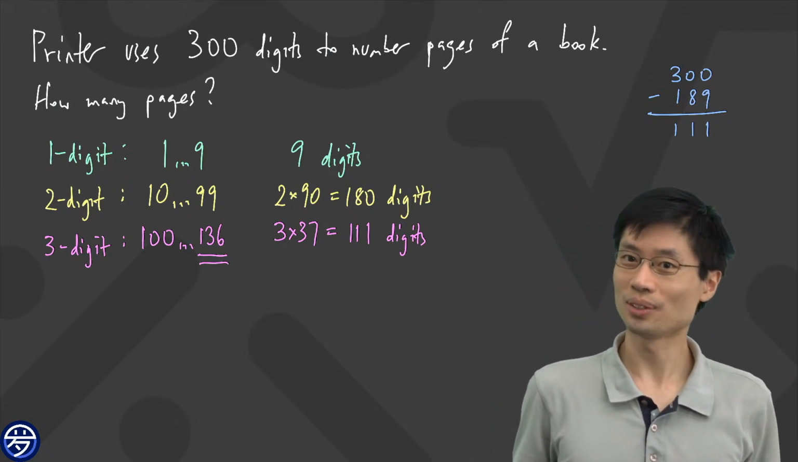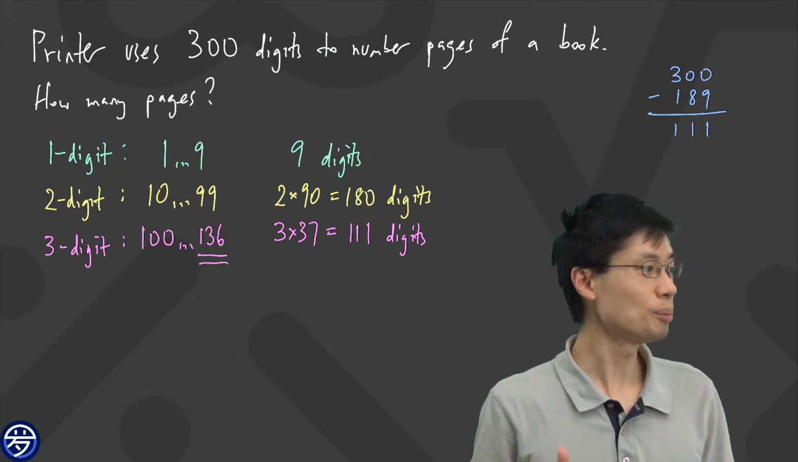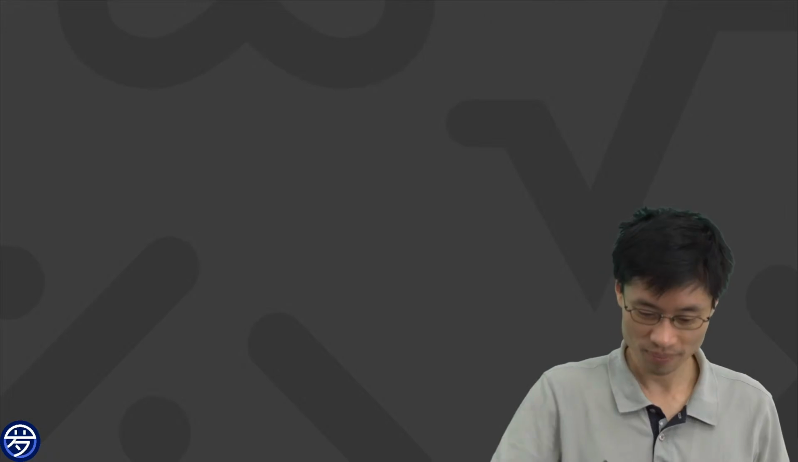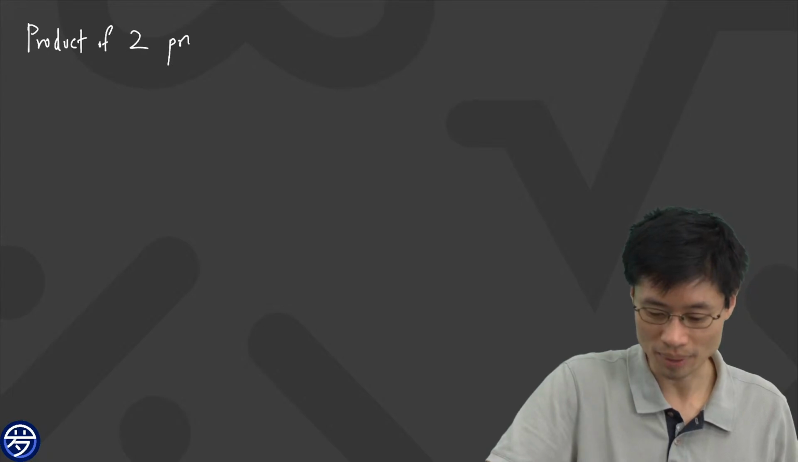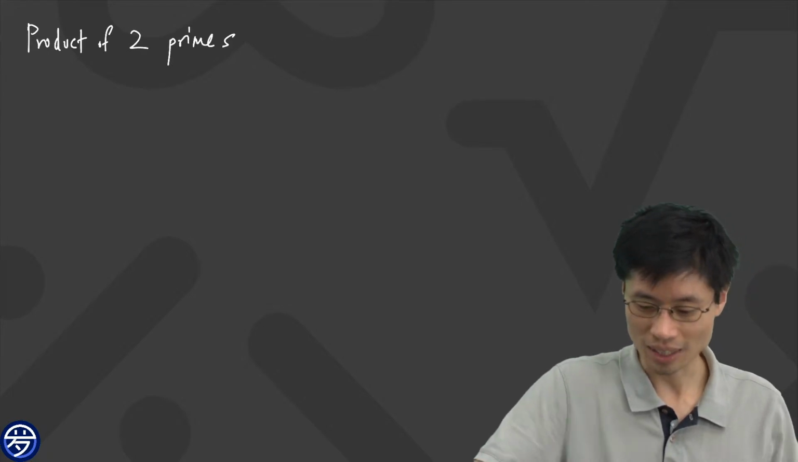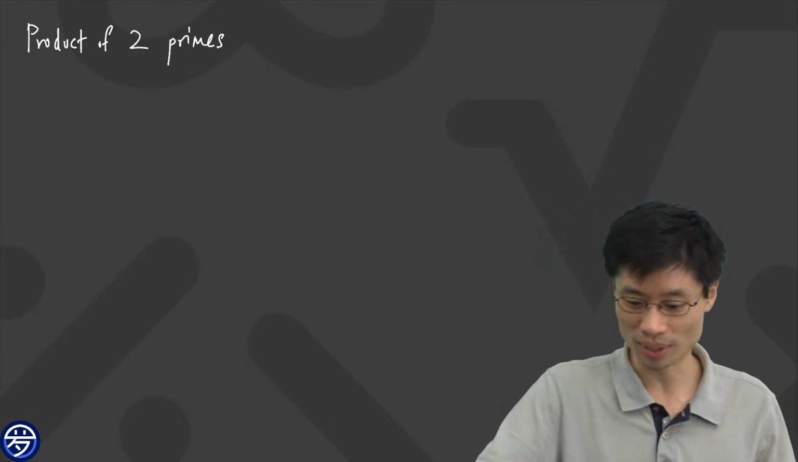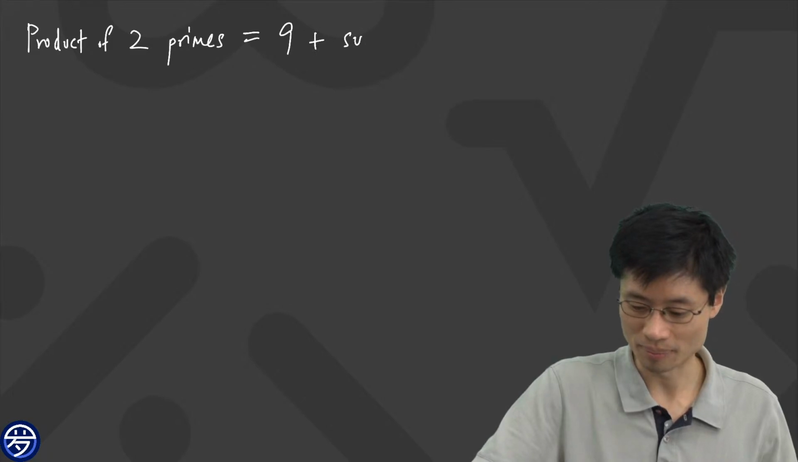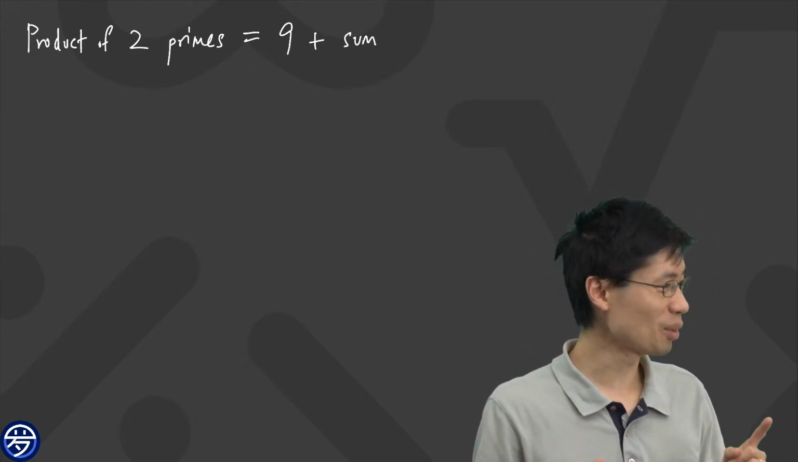Oh, I'm curious what the answer to this question is. So this is a question by Daksh Gupta. The product of 2 prime numbers, I'll just call them primes, okay? The product of 2 prime numbers is equal to 9 more than their sum. 9 plus their sum.